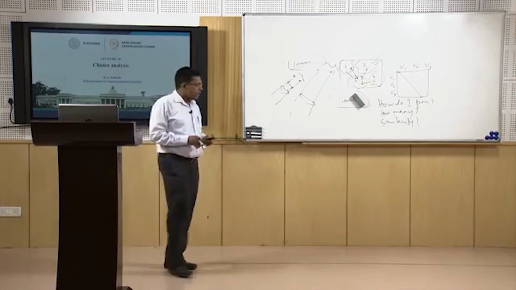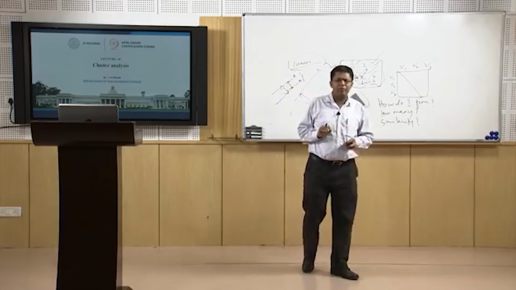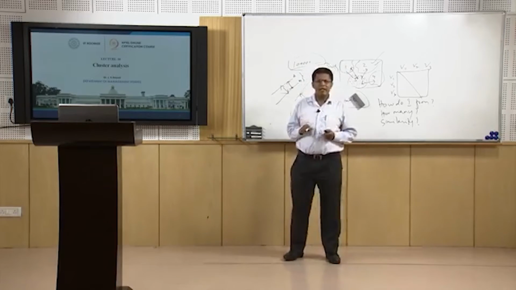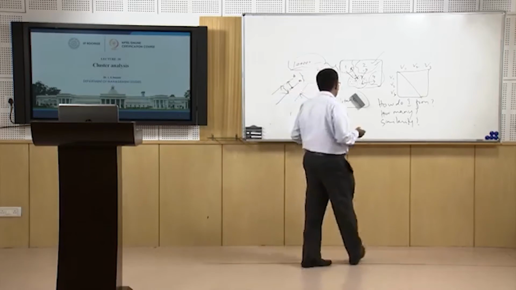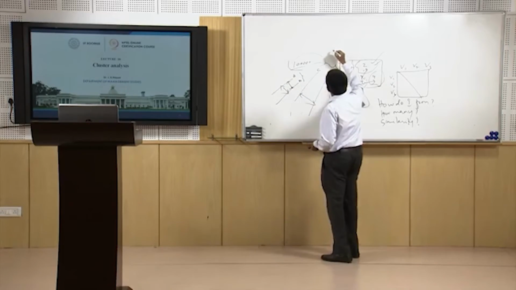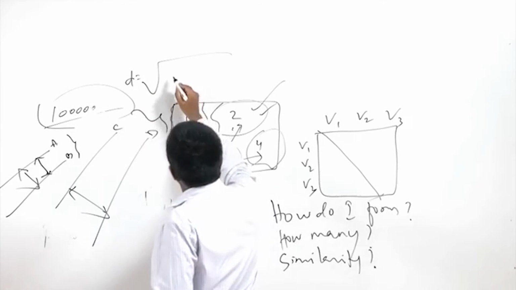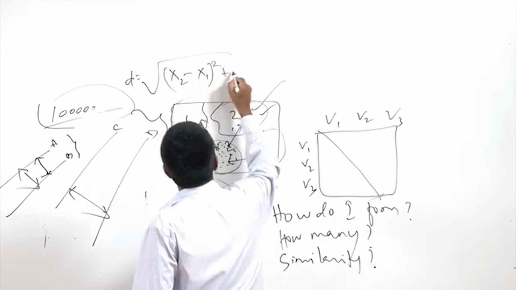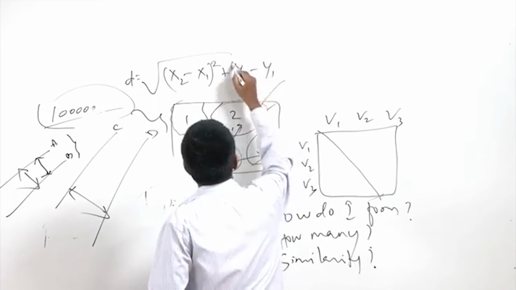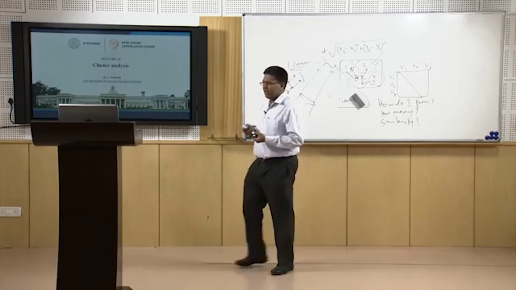So the distance, now how do you measure the distance? There are several ways. The basic way of measuring the distance is the Euclidean distance. Now Euclidean distance is the distance which we say is the straight line, right. So how do we calculate? So d is equal to, let us say, the square root of (x2 minus x1) squared plus (y2 minus y1) squared, right. So this is basically how we measure.